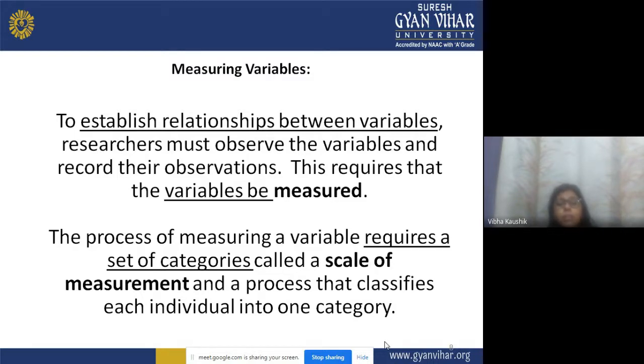It required that these variables should be measured. The process of measuring a variable requires a set of categories called a scale of measurement. It can be an ordinal scale, a nominal scale, a ratio, or an interval scale. And it is a process through which we classify each individual into one particular category.